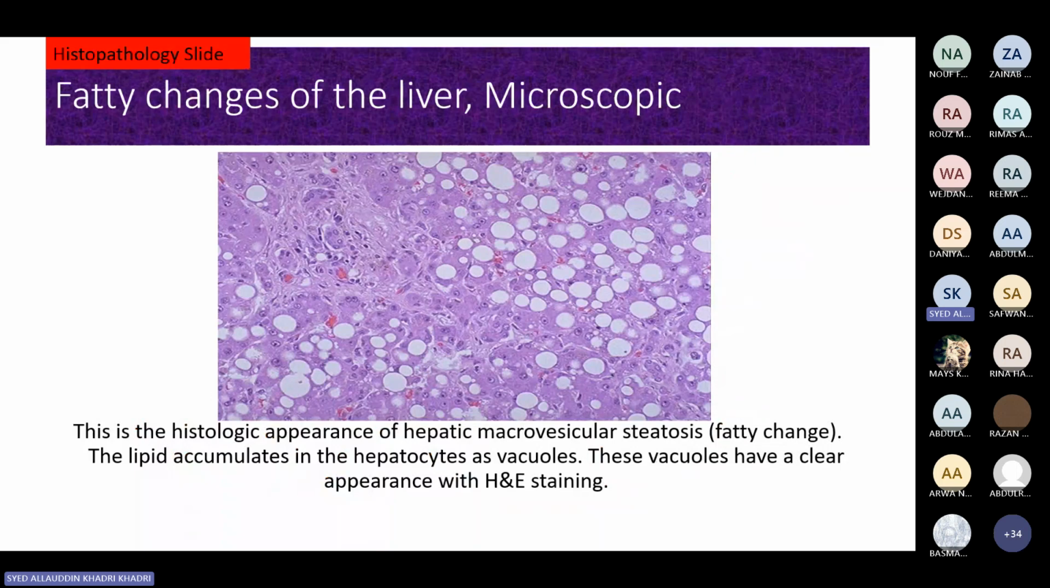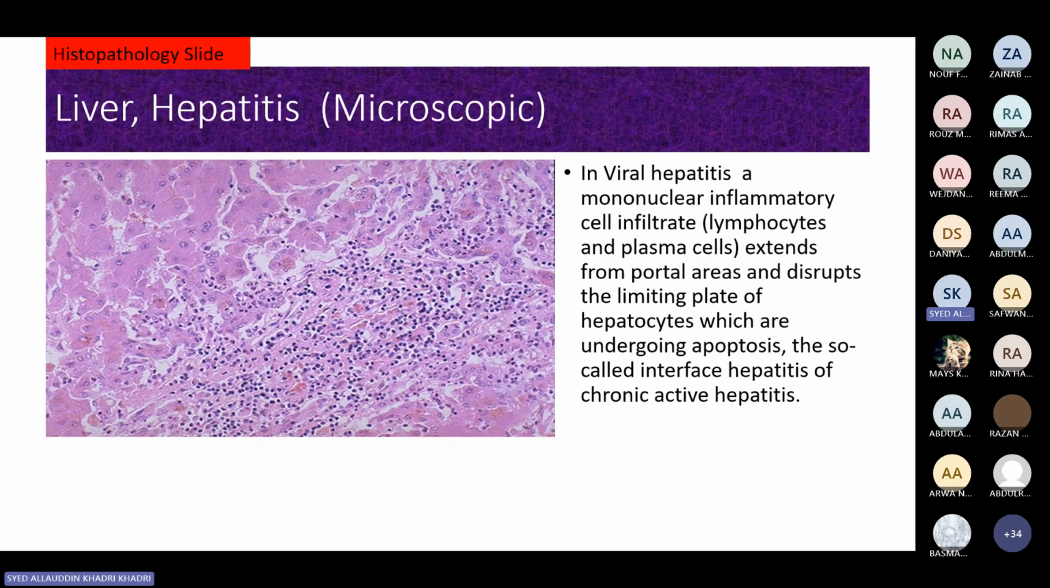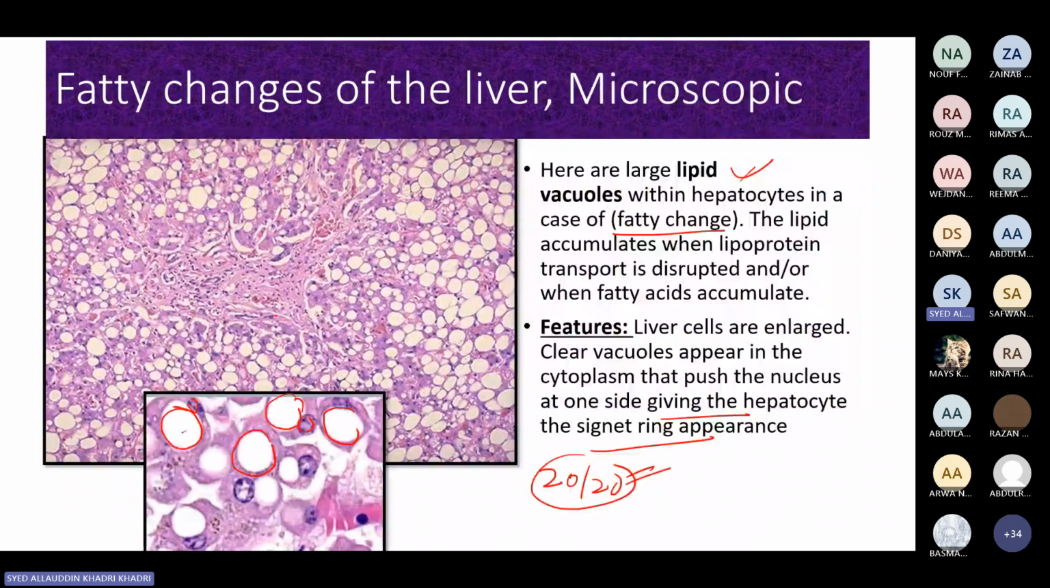Again, the more important slide is the histopathological feature of the hepatocyte, macrovesicular, that is a little bigger, steatosis. So what do you mean by steatosis? Fatty change. This is an MCQ. This lipid accumulates in the hepatocytes as vacuoles, lipid vacuoles. I told you the lipoprotein mechanism becomes disrupted. These vacuoles have a clear cytoplasm which pushes the nucleus to the corner side, giving a signet ring appearance on H and E staining, hematoxylin eosin. Now we have basically finished with fatty change, one of the slides which comes in the examination.